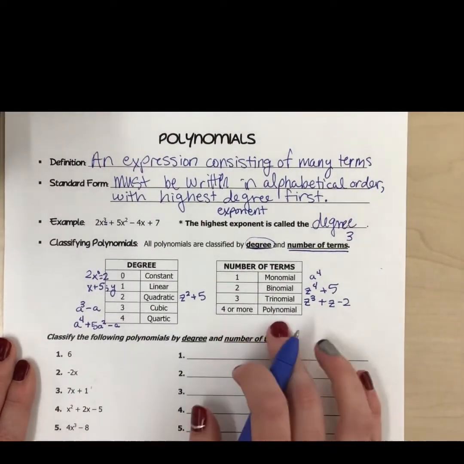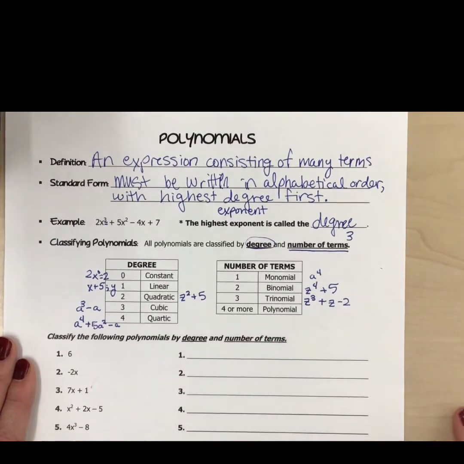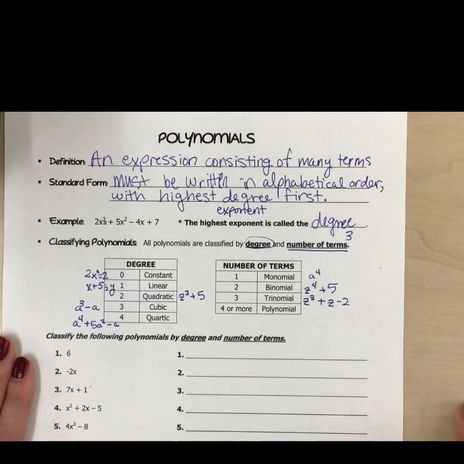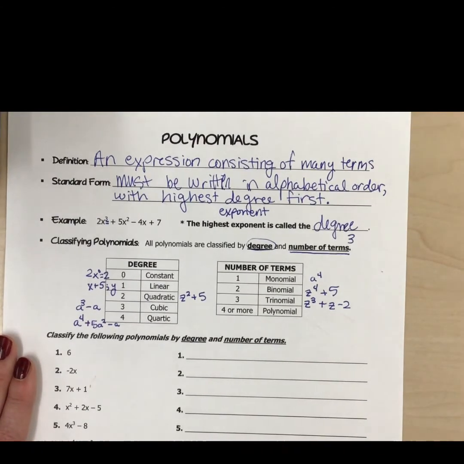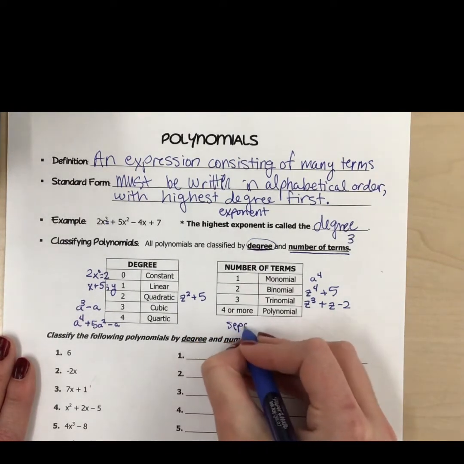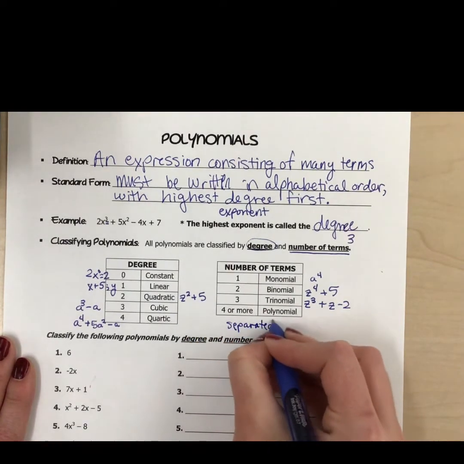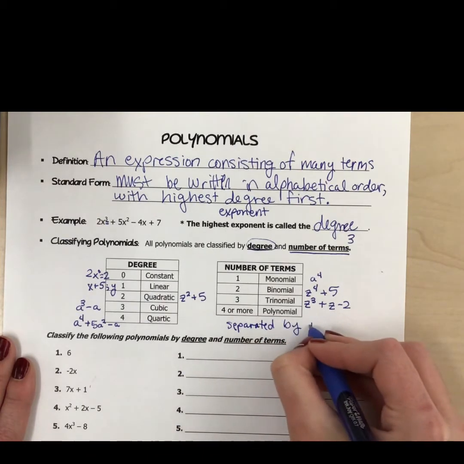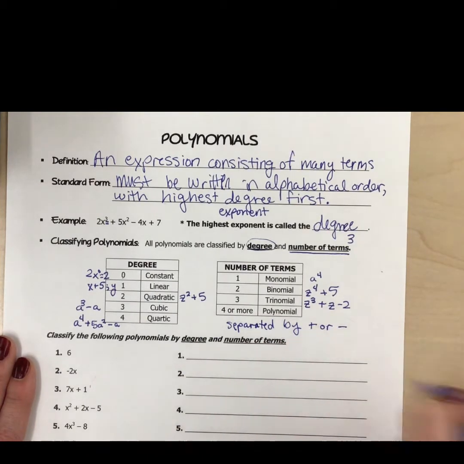And anything that has four or more things in it, separated by either a plus or minus sign, remember that multiplying makes it the same group and dividing makes it the same group. So as long as it's separated by a plus or a minus.